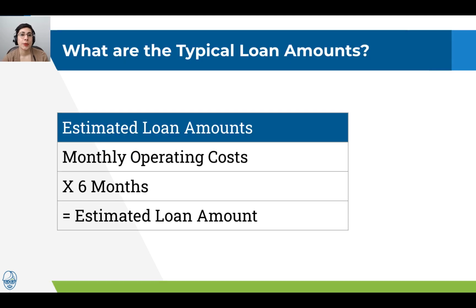And if you're wondering what sort of loan the SBA is going to provide to you, they're going to be looking at your financial statements to understand what your operating expenses are, and they should be able to provide up to 6 months of operating expenses as your loan amount. So it's really important that you have a clean set of financials so that the SBA can evaluate what sort of lending they need to provide to you.